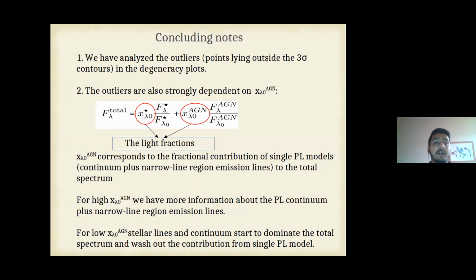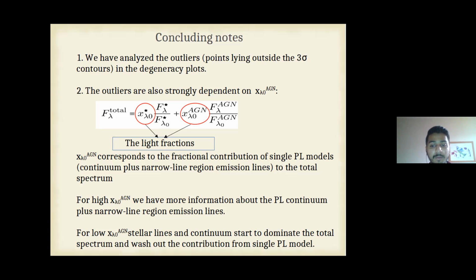We have analyzed this, and I have had discussions with my advisors, and the point is how the spectrum is defined. We have light fractions, which means different contributions from the stellar part and the AGN part. For high AGN fraction, we have a higher contribution from the power law part. That means the properties are more pronounced in the composite Seyfert 2 galaxy, and hence it's easier to recover them compared to lower AGN fraction.